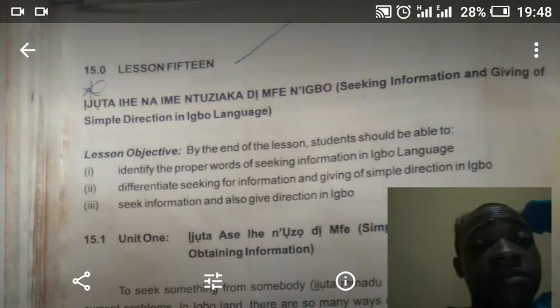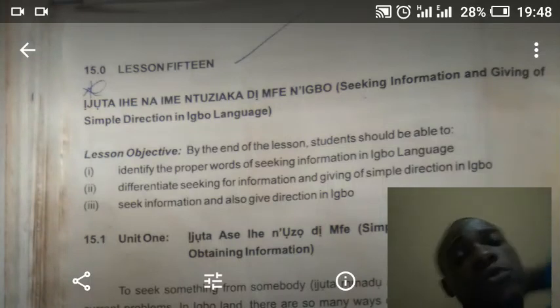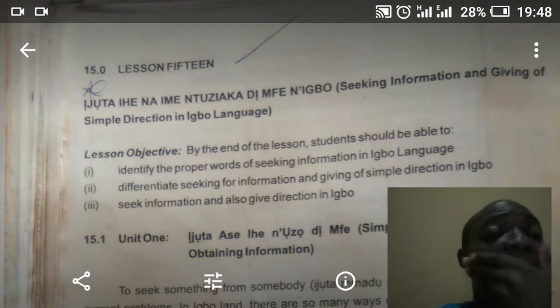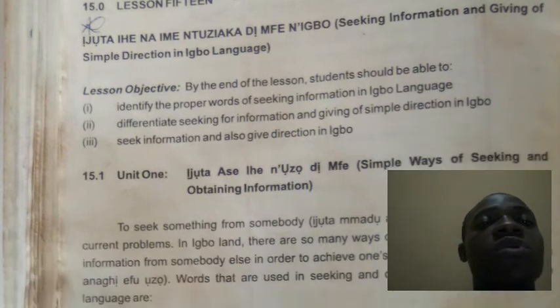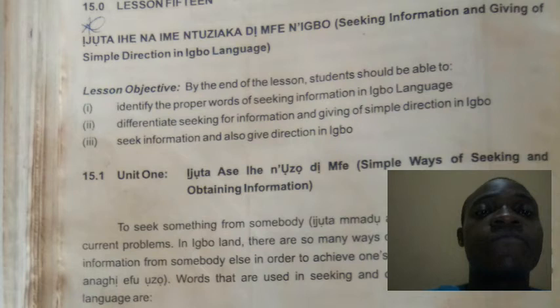All right. We'll continue with Igbo classes. Those of you who want to learn how to read Igbo, understand Igbo, and speak Igbo. All right. Okay. Look at this one.